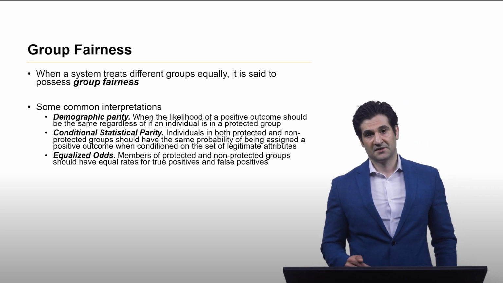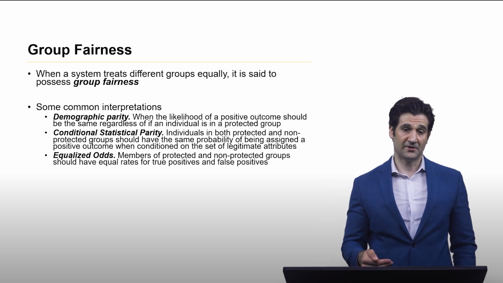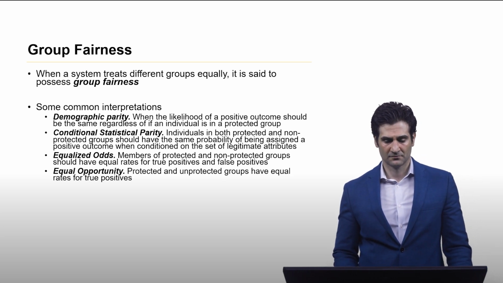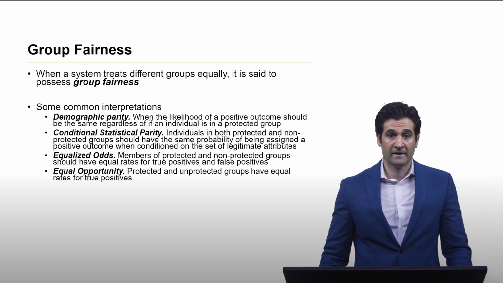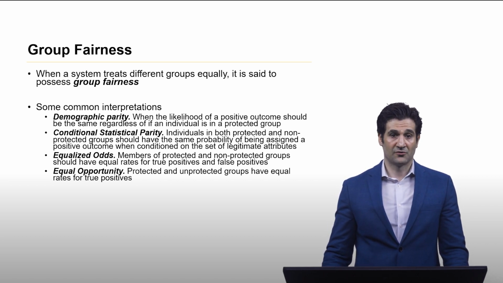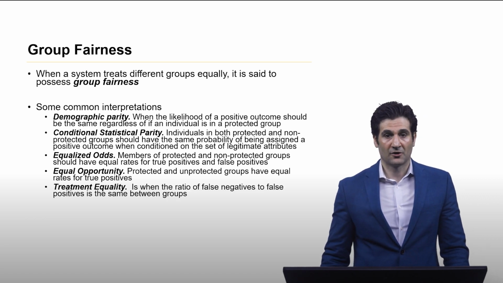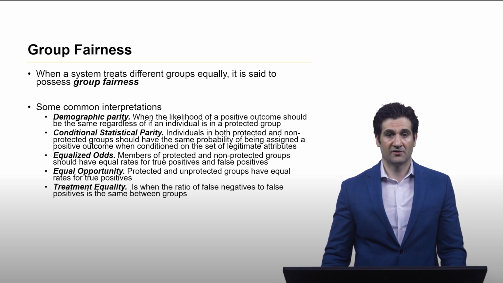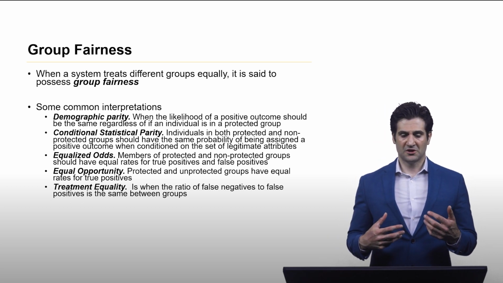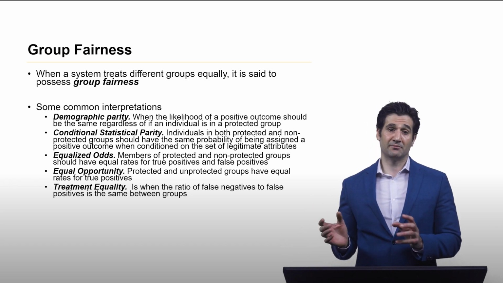So equalized odds is similar, except now we're measuring true positives and false positives. So it's generalized a little bit further. Equal opportunity is now you're looking at the protected and unprotected groups having equal rates for true positives. Treatment equality, this is looking at the ratio of false negatives to false positives between the groups. So as you see, for each of these four, we're comparing different groups, but we're looking at different measurements.